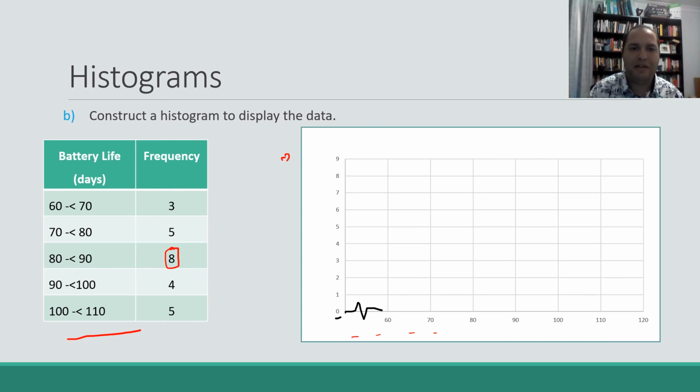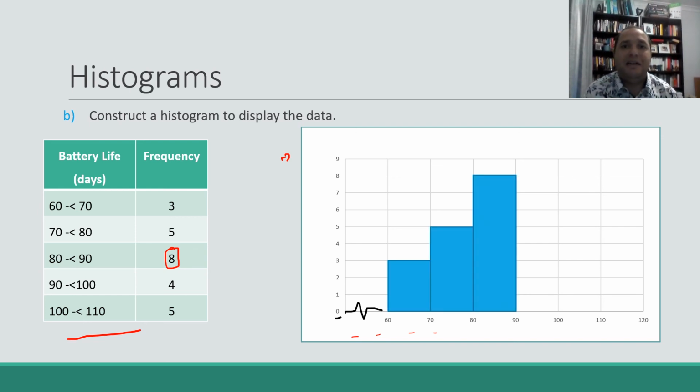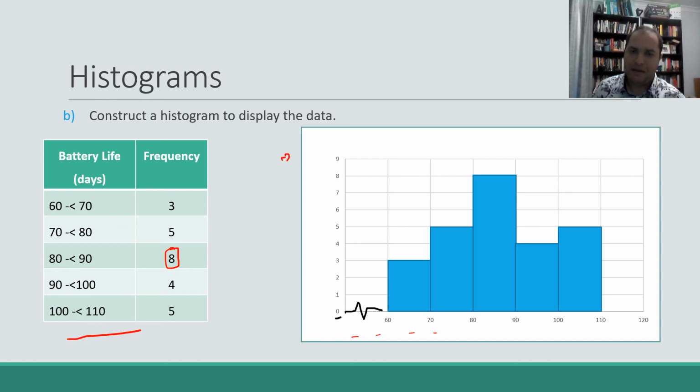Alright, so we can then just draw our bars. Between 60 and 70 there were 3. Between 70 and 80 there were 5. Between 80 and 90 there were 8. Between 90 and 100 there were 4. Between 100 and 110 there were 5. And so there's our data, and there's our histogram. All the columns are touching, and we're just measuring how high each column is based on its frequency.